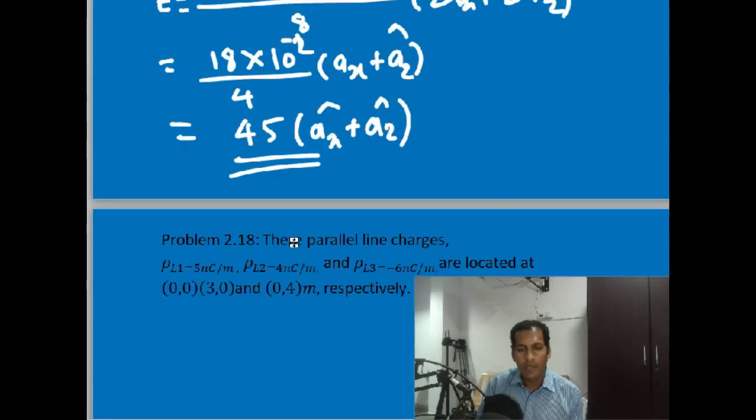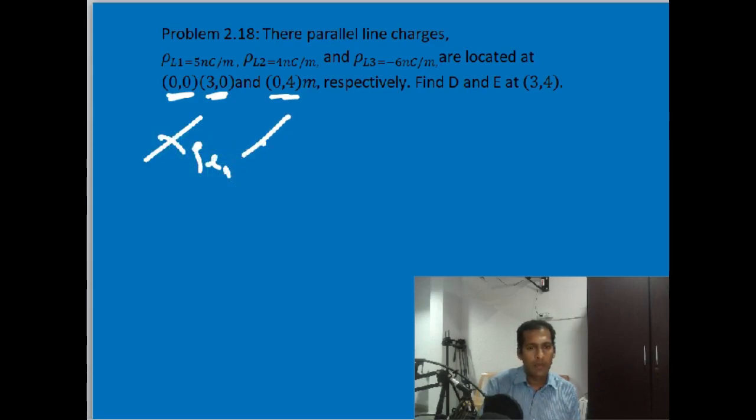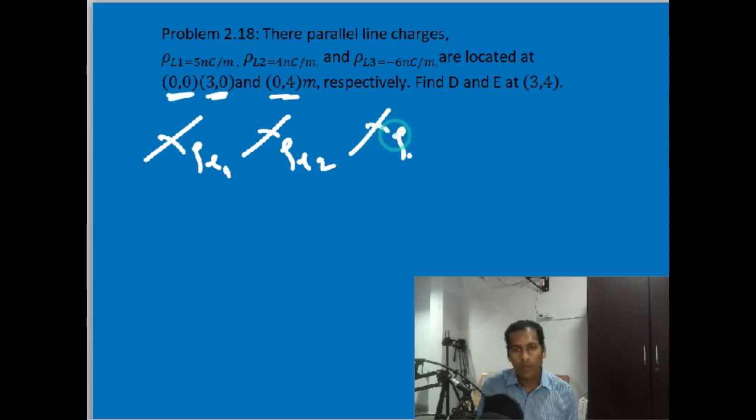Let us move to the next example. In the next example, there are 3 infinite line charges. So 3 line charges means 3 conductors are given and they are located at 3 different positions. Say we have one conductor with rho L1, a second conductor line with rho L2 and a third one with rho L3. Their locations are also given, and we know for a line charge what we have.